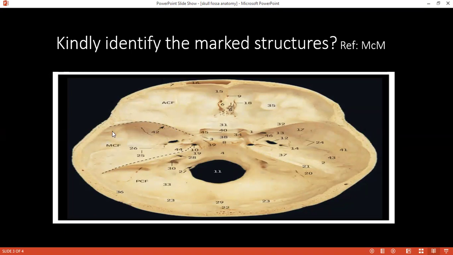And this area over here in between these dotted lines, which part of the cranial fossa is this? Middle cranial fossa. Can you please tell me the boundaries of the middle cranial fossa quickly? The middle cranial fossa is anteriorly bounded by the lesser wing of the sphenoidal bone, very good, and medially by the anterior clinoid process, posteriorly by the petrous part of the temporal bone, and laterally by the squamous part of the temporal bone.